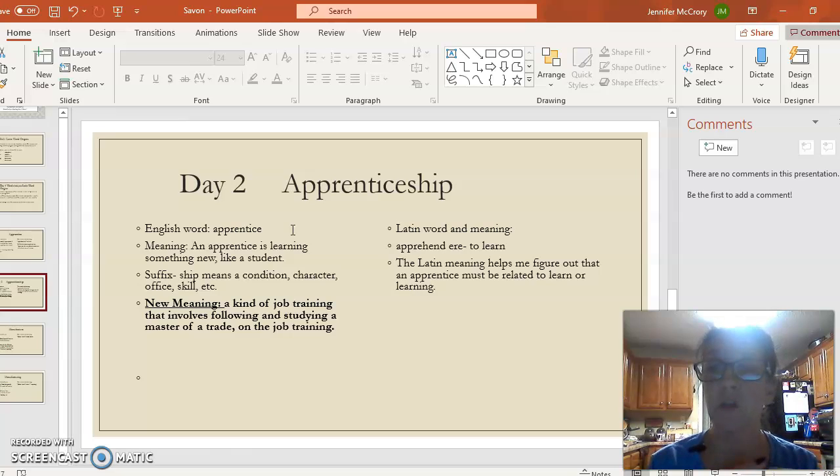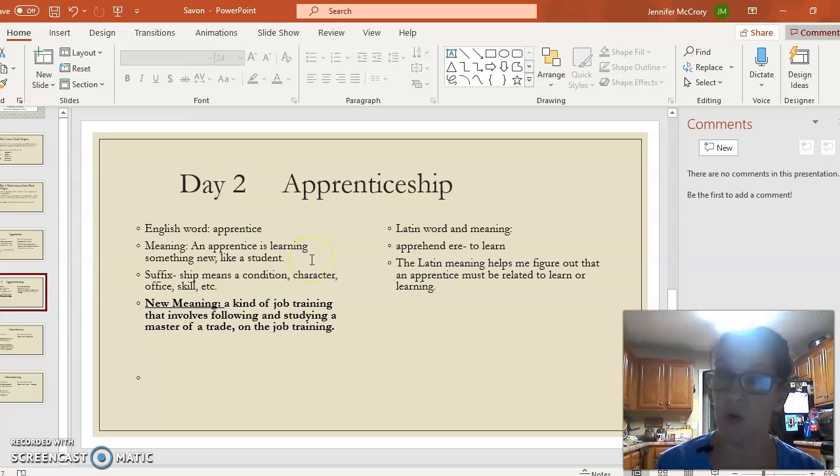Okay, just like the AUD, like in the word applaud or applause. That AUD cannot stand by itself. Okay, so when we're talking about root words, that's not a word that can stand by itself. So the English word here, apprentice, that we're talking about has a meaning of an apprentice is learning something new. For example, like a student.